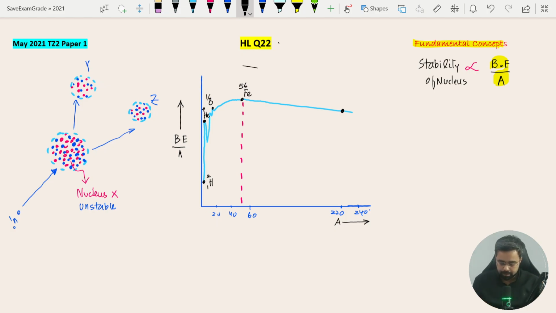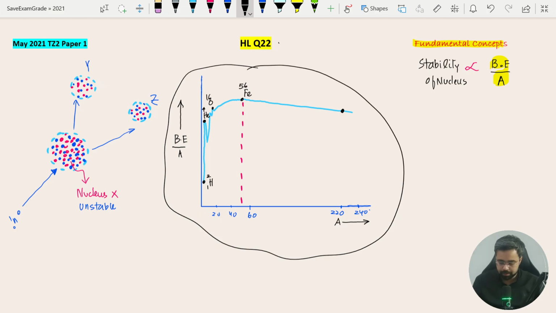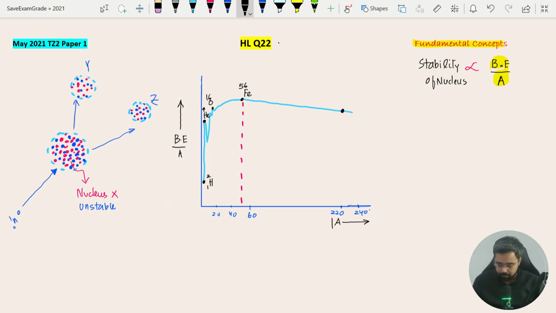For example, if we see this graph of binding energy per nucleon versus nucleon number, as you see, we have taken the nucleon number on the x-axis. The most stable element in the universe, according to this graph, is iron. Why? Because its binding energy per nucleon is almost 8.8 mega electron volt, which simply means that if this is a nucleus of iron and this is one nucleon, a proton or a neutron, and you want to take this proton or neutron out of the nucleus, you require 8.8 mega electron volt energy.